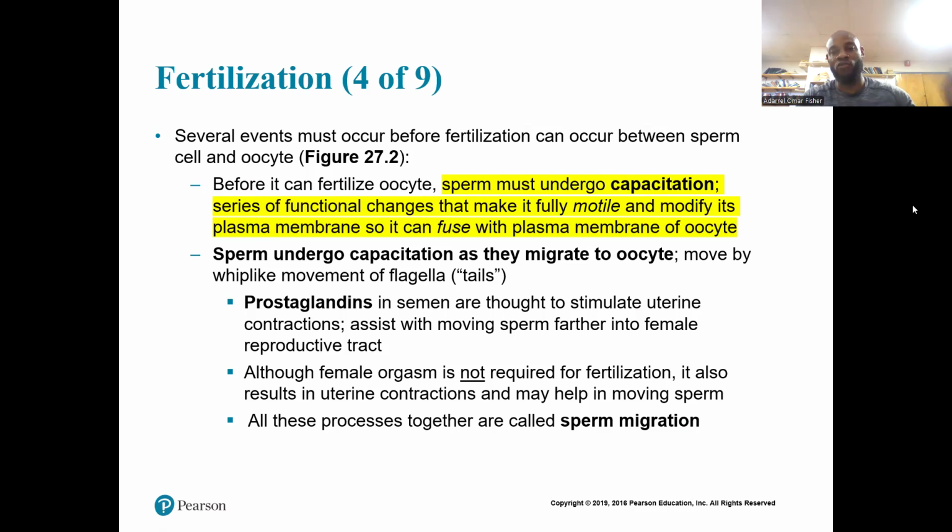Several events must occur before we can have this fertilization between the sperm and the egg. Before we can fertilize that egg, sperm must undergo capacitation, some functional changes that make it fully motile, modifies plasma membrane. Remember, sperm is still a cell, modifies plasma membrane so it can fuse with the plasma membrane of the oocyte.